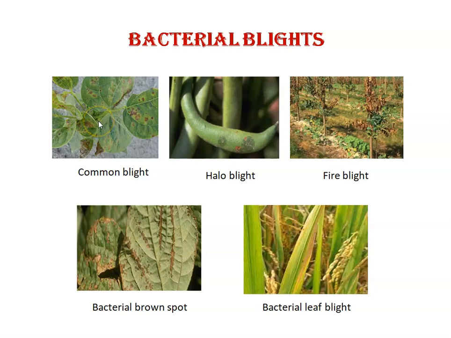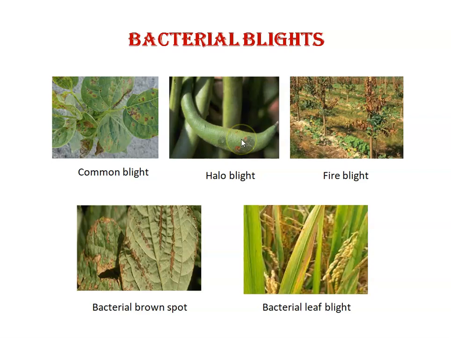Just look at this first picture showing common bacterial blight symptoms on leaf. You can see here small spots on the leaves caused by Xanthomonas campestris. It affects a wide range of bean and related plants.